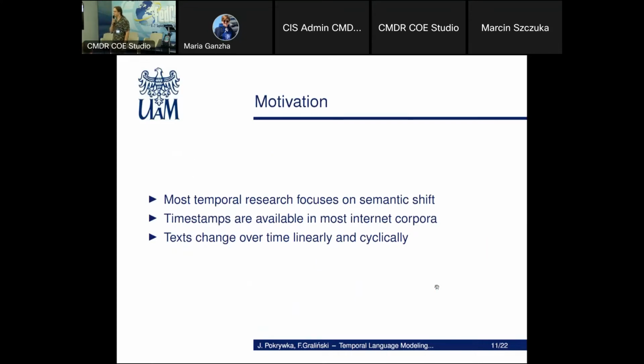But why do we want to use this temporal metadata in language modeling? There are some research topics in temporal language, but most of them focus on semantic shift detection, which is detecting when a word changes its meaning. But we want to focus more on downstream tasks like classification, and why is this important for us?